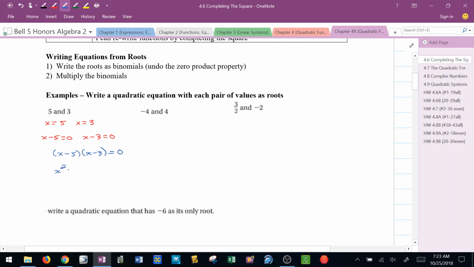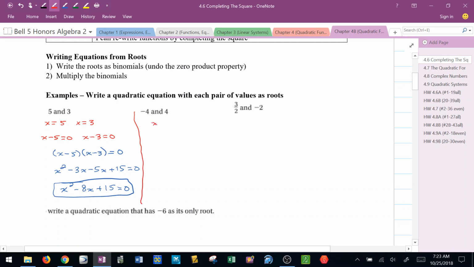So this would be x squared minus 3x minus 5x plus 15 equals 0, or x squared minus 8x plus 15 equals 0. All right, so it's almost like you do the exact opposite of what you did in order to solve a quadratic equation by factoring. You almost reverse the process. So let's take a look at this second one here. I'm going to draw a little line so I don't overlap here.